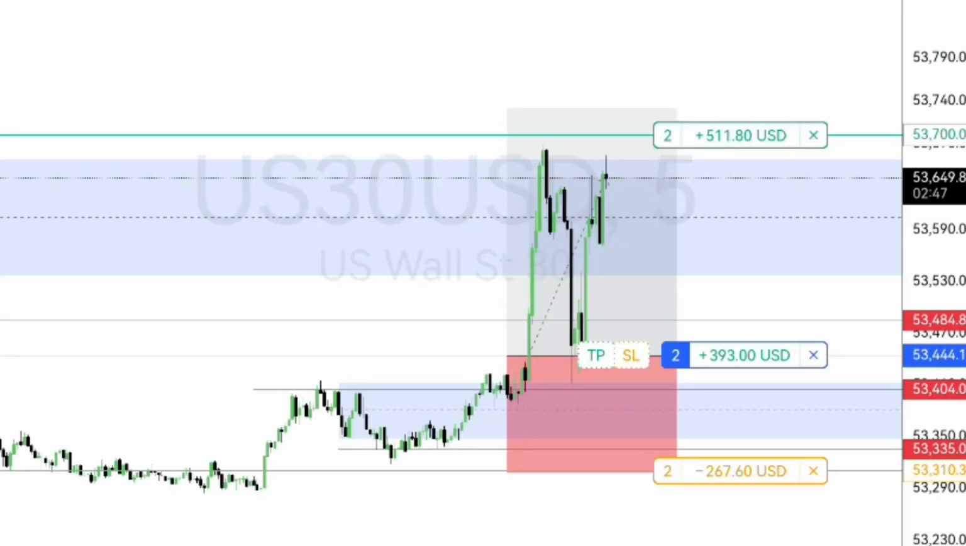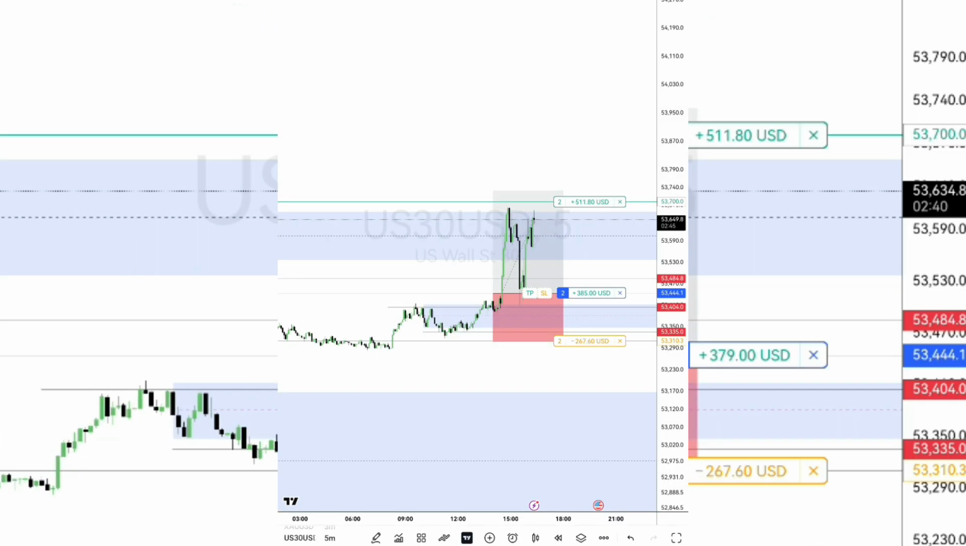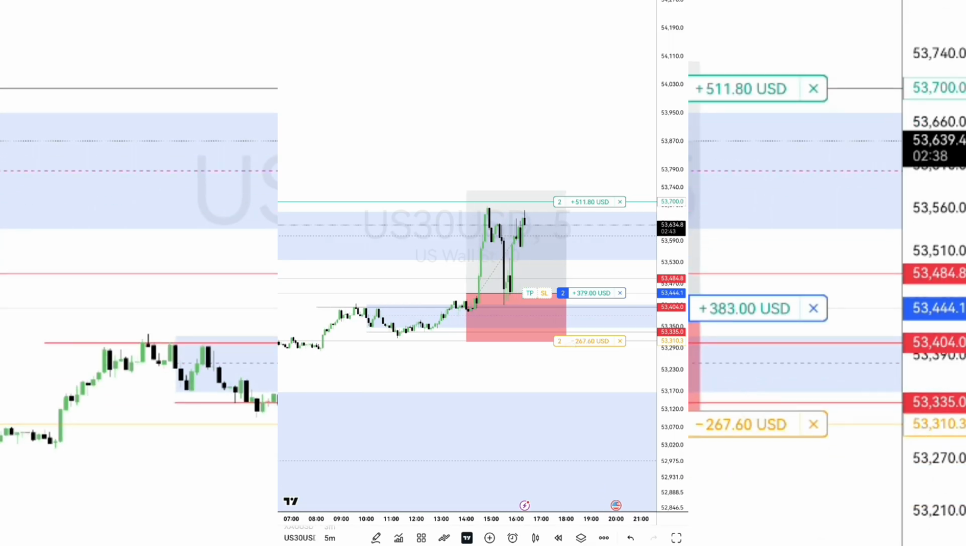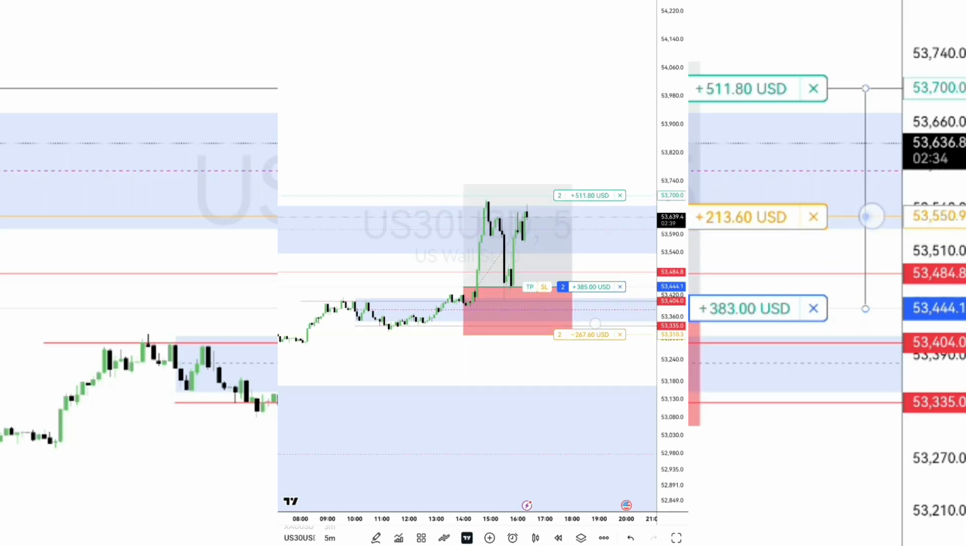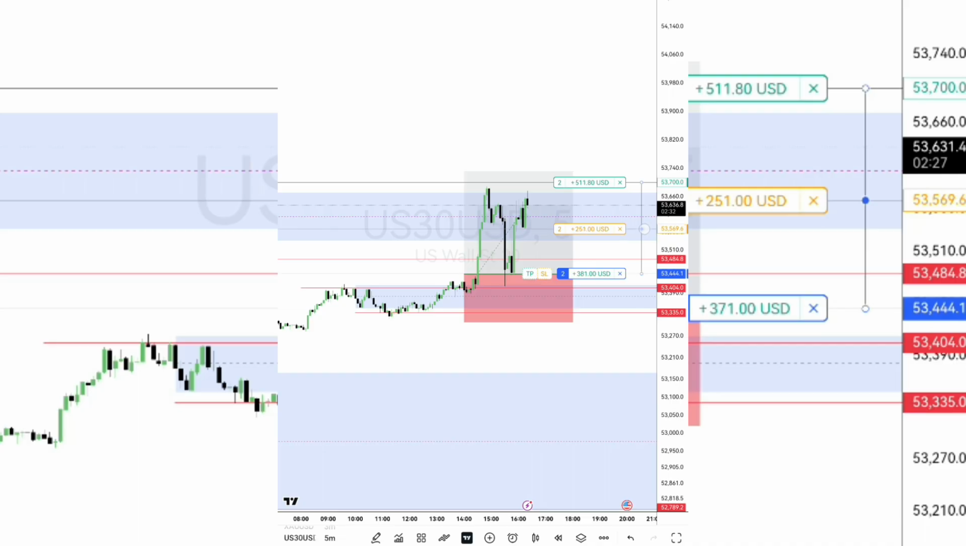Okay guys, so let's continue. Right now the price is almost on TP. Let me take my stop loss and put it in BE. How do I do that? Yeah, my stop loss is in profit right now.